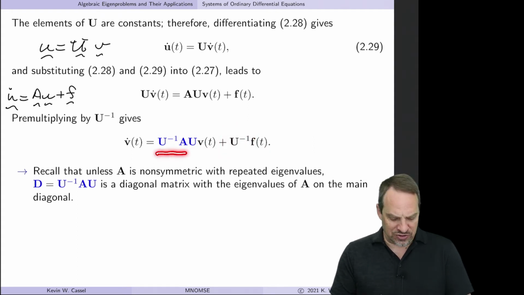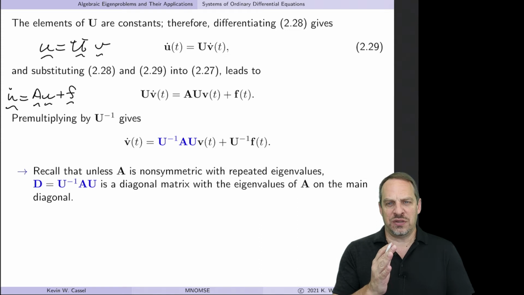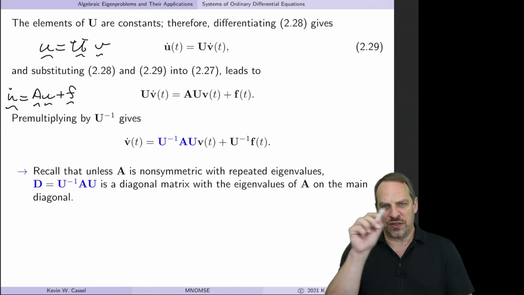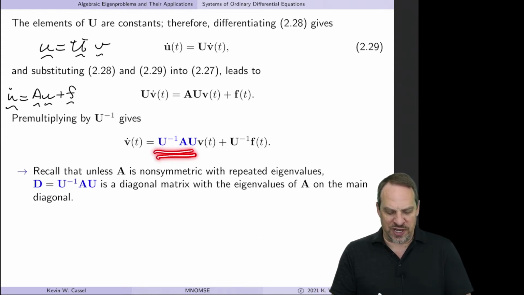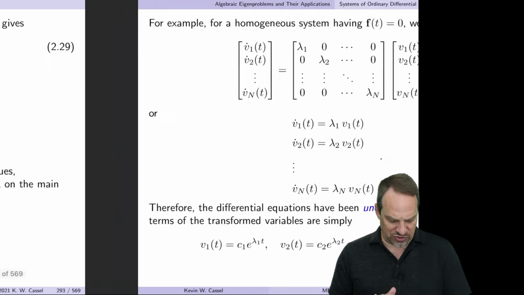The point now is look at our coefficient matrix in our new system of linear ordinary differential equations in terms of v. It's U inverse times A times U. As long as the eigenvectors are linearly independent, so 3 of those 4 cases, this will be a diagonal matrix D, in which case, as we'll see, the new system in terms of the variable v will be fully uncoupled. We can solve it as we did in the first class of differential equations.